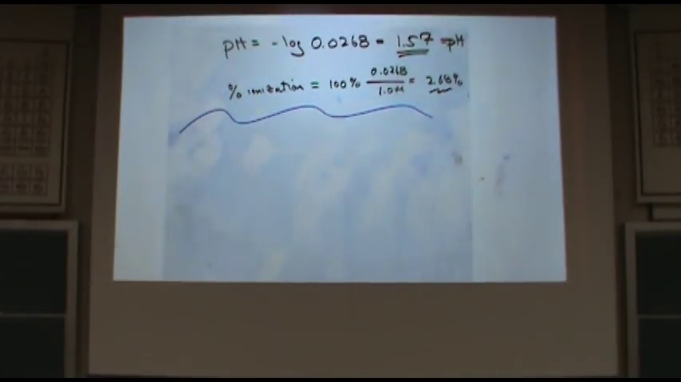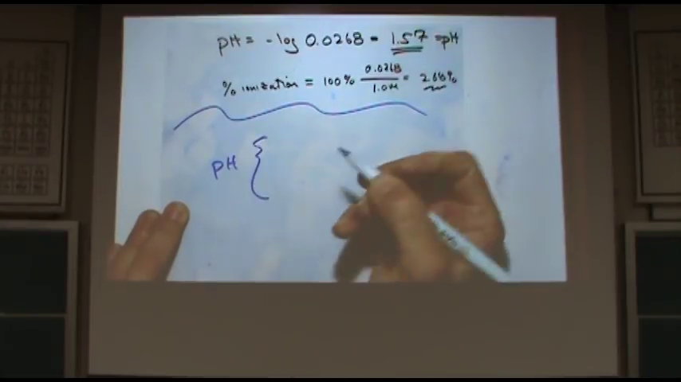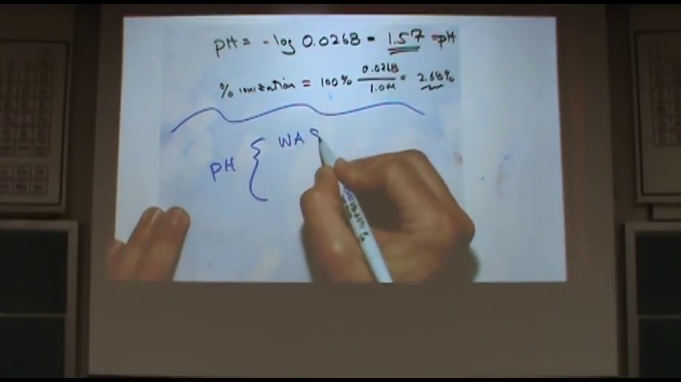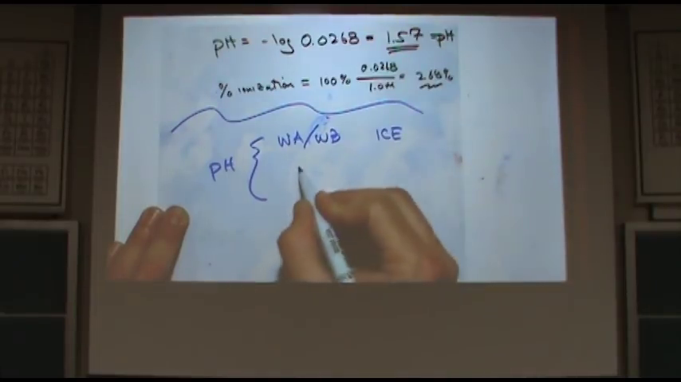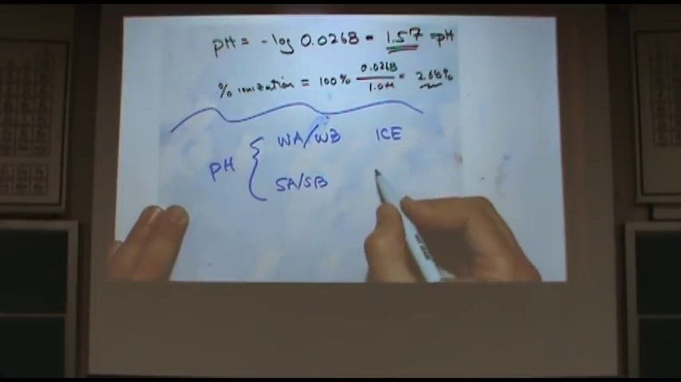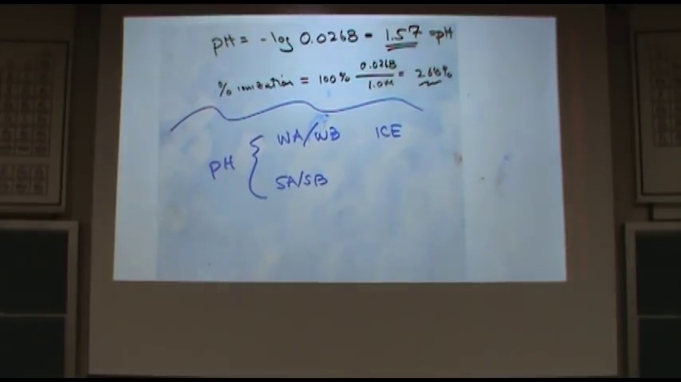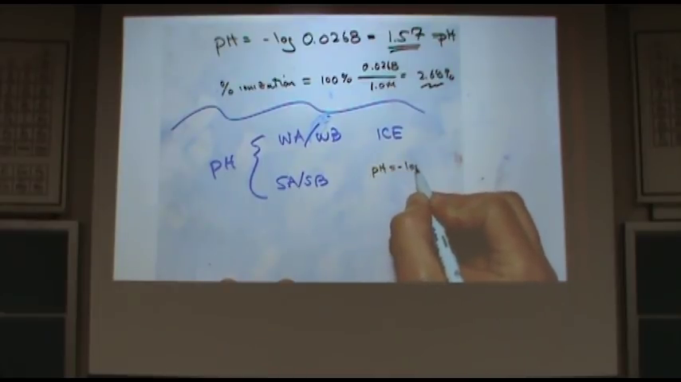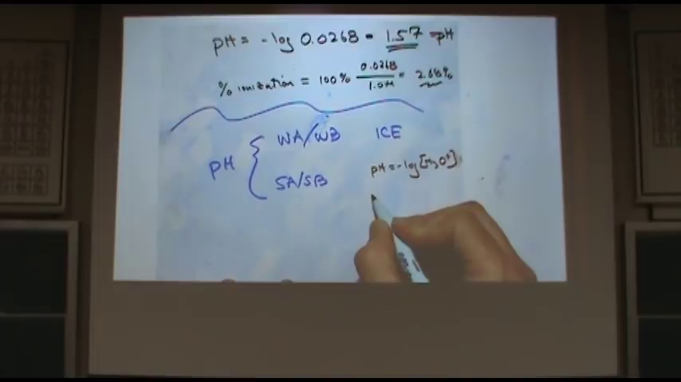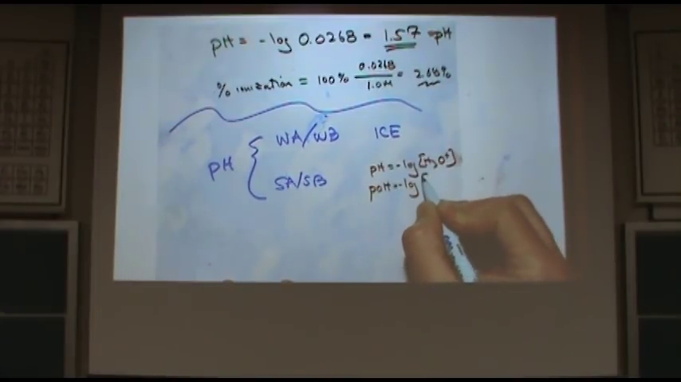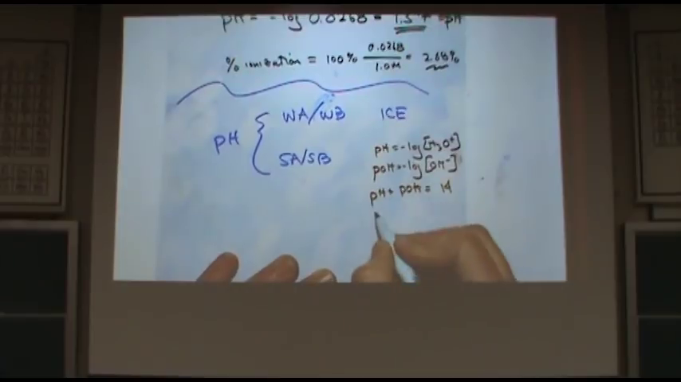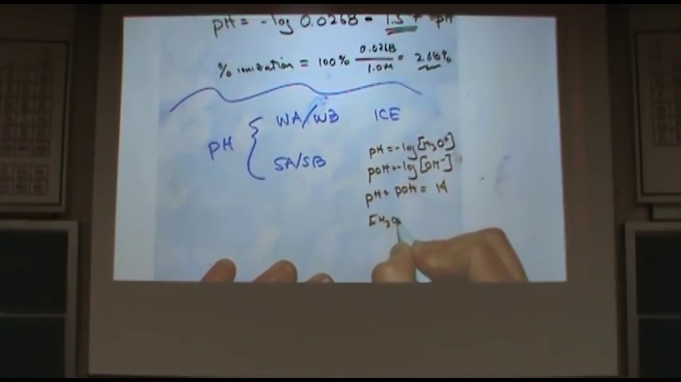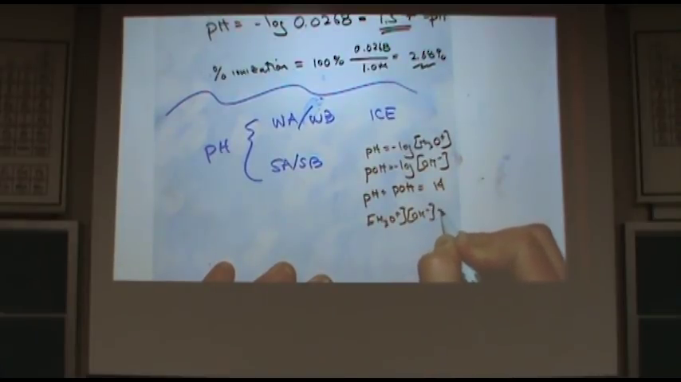Let me finish pH then. When you're finding pH, I'm going to separate this into two categories. The weak acid, weak base category is where you use an ICE table. And then the strong acid, strong base category is where you just use the formulas. Any one of these formulas: pH is negative log H3O plus, pOH is negative log of OH minus, pH plus pOH is 14, or H3O plus times OH minus is 10 to the minus 14.